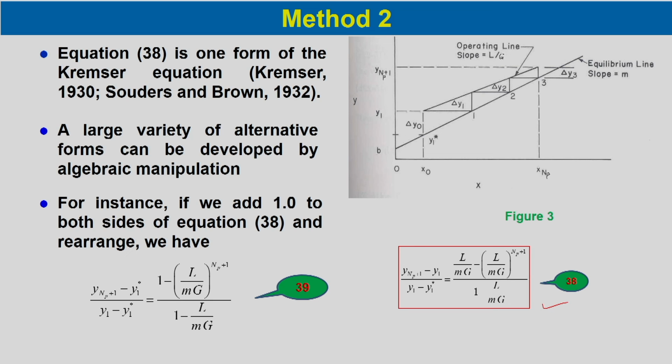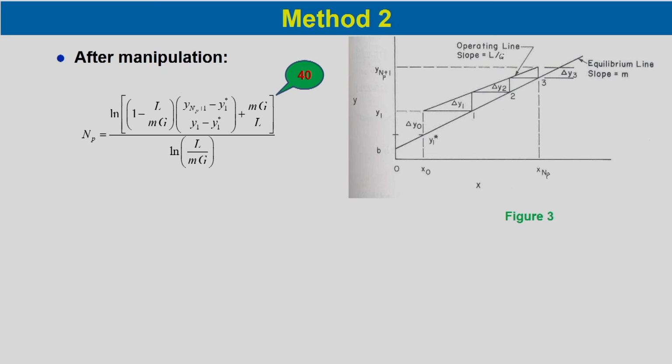So, many forms of these equations can be obtained after mathematical manipulations, which can be solved for n p. If we do the manipulations, n p would be equal to ln of 1 minus L by m g whole into y n p plus 1 minus y 1 star divided by y 1 minus y 1 star plus m g by L, divided by ln of L by m g.